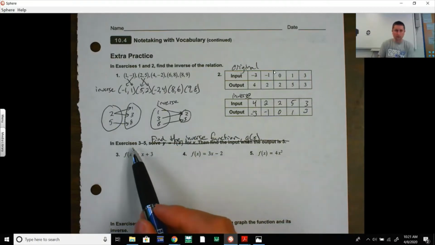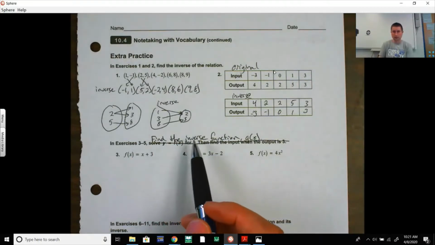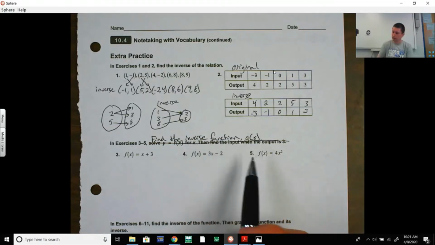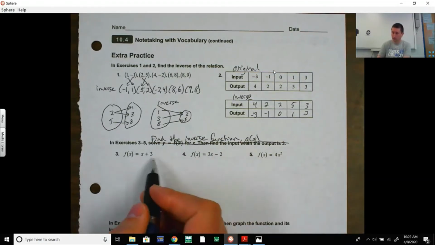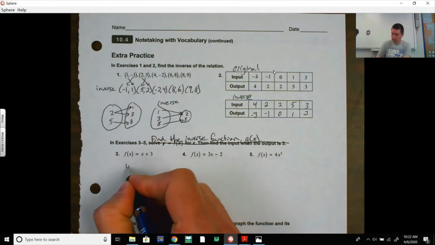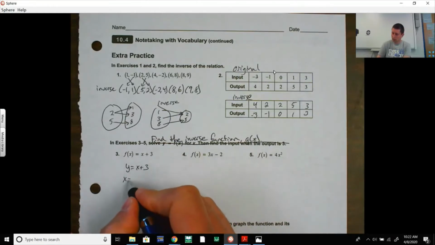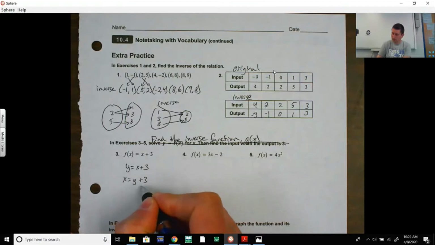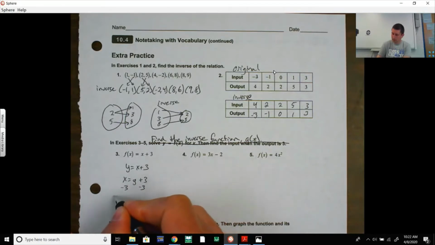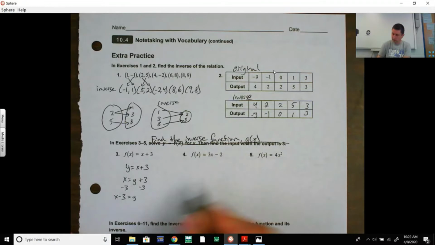Okay, exercises 3 through 5: find the inverse function g of x, and then we're going to pick a number and test it. So f of x equals x plus 3. I'm going to go y equals x plus 3. Switch them around. x equals y plus 3, and subtract the 3 over. So x minus 3 equals y. That is my inverse function: g of x equals x minus 3.